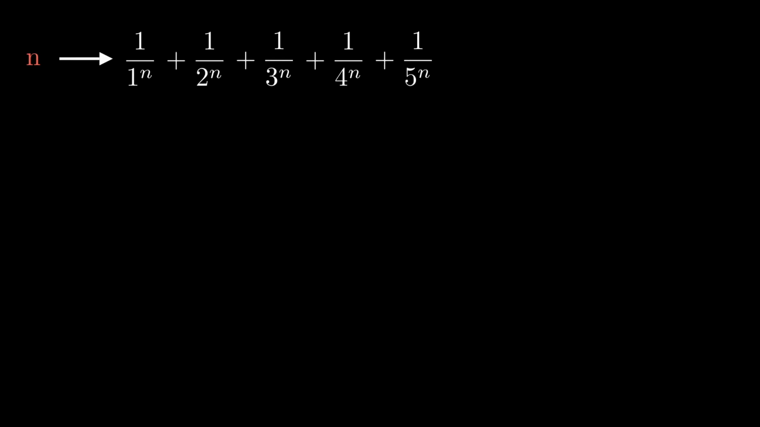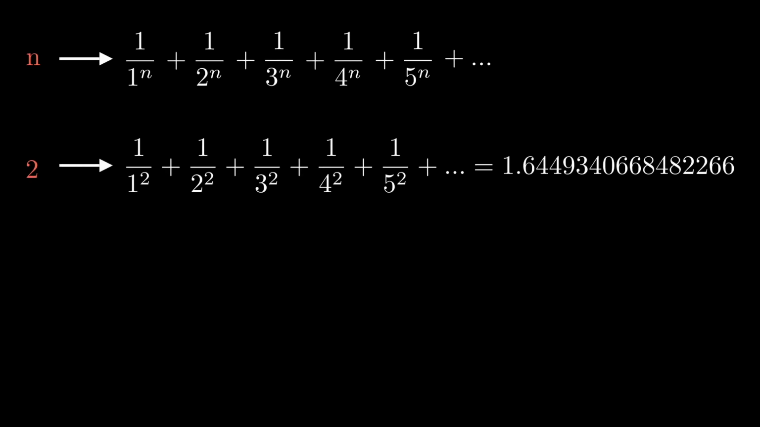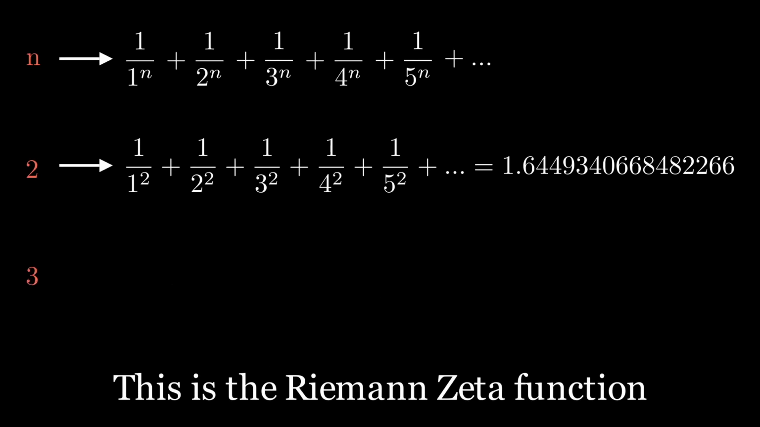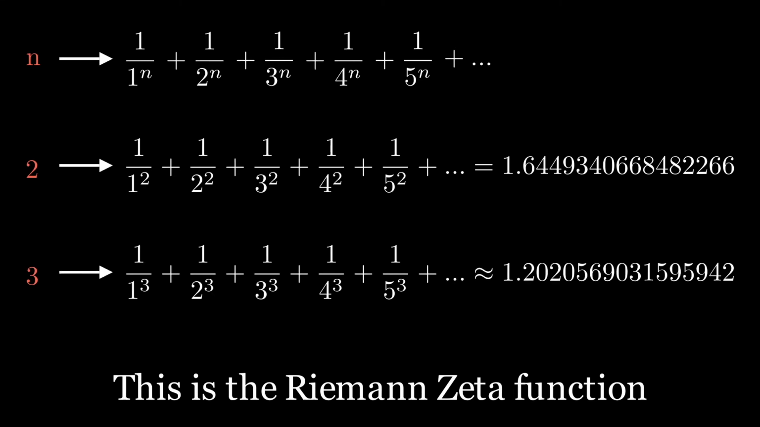To start, let's take any positive number, let's call it n, and output the sum 1 over 1 to the n plus 1 over 2 to the n plus 1 over 3 to the n, on and on. For example, if we let n be equal to 2, we have 1 over 1 squared plus 1 over 2 squared plus 1 over 3 squared, and on, which is approximately 1.644. For input 3, it's approximately 1.22. And this is called the Riemann zeta function.